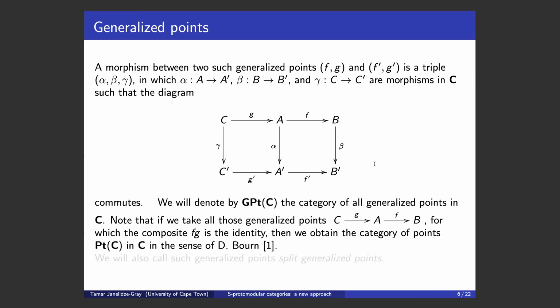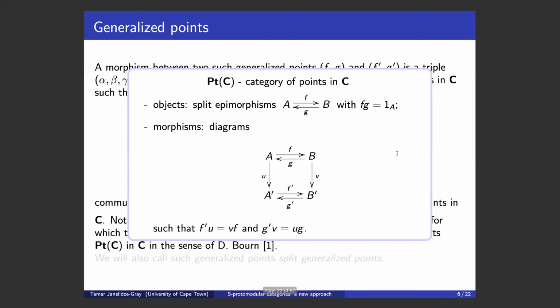And the reason this notation is coming from is actually the category of points in the sense of Bourn. Let me quickly recall that as well. In the category of points in the sense of Bourn, the objects are split epimorphisms, so he calls split epimorphisms points. I see I've got a little mistake here. The composite FG should be 1B, sorry about that, not 1A. And then the morphisms between split epimorphisms are just diagrams of this form where we have commutativity in both directions. So F prime U equals VF, and then G prime V equals UG.